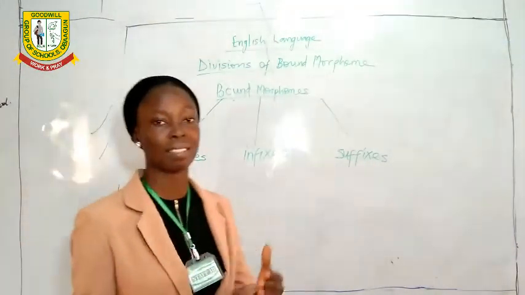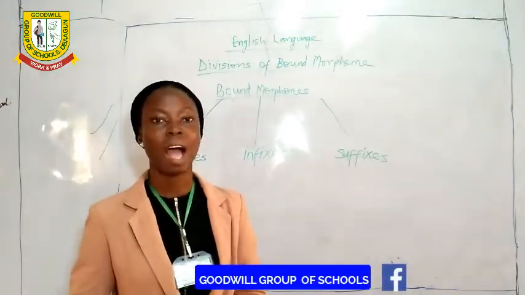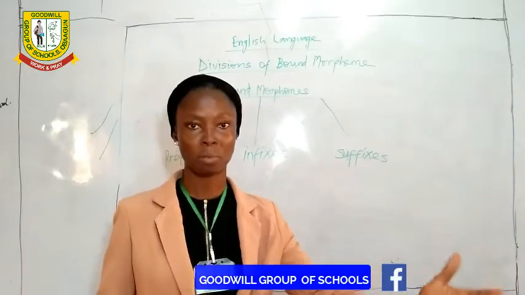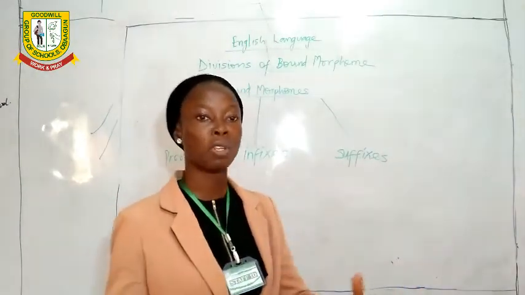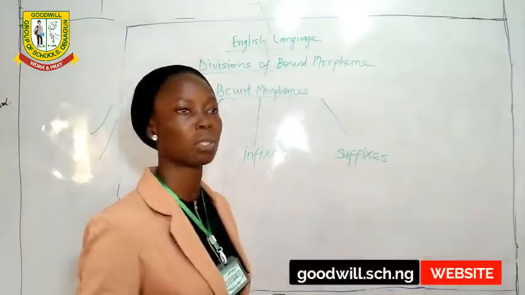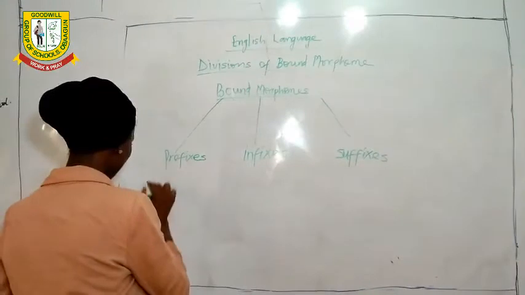So prefixes, as you've been earlier told at the beginning of this class, are words or morphemes put before the bound morpheme we are talking about. Now let us consider the following examples as prefixes.